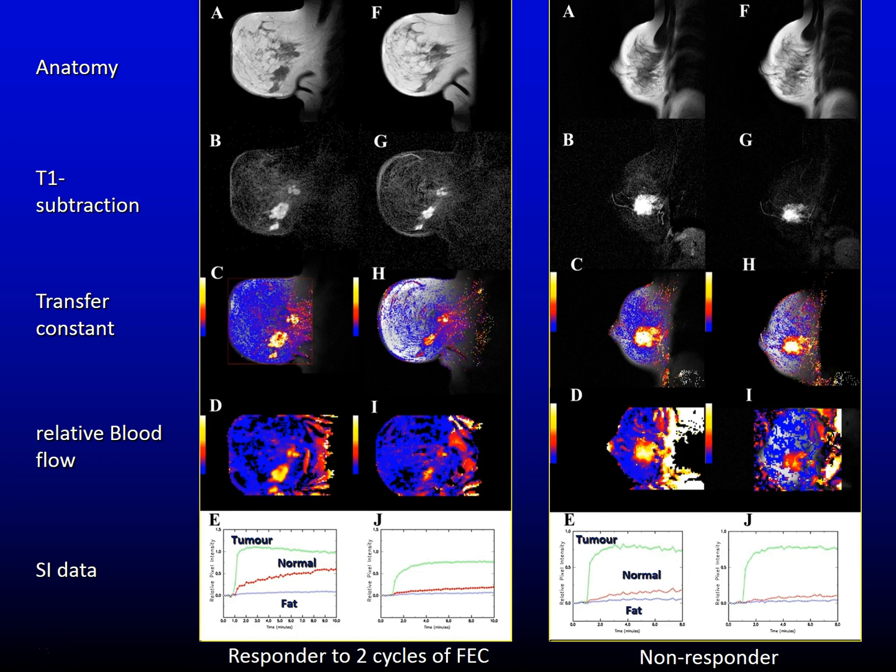I was interested in knowing how well dynamic MRI was at predicting pathological outcomes in patients with locally advanced breast cancer after 2 cycles of chemotherapy. Here are 2 examples of a patient who is responding and not responding. So in this example, you can see that these lesions get smaller on morphology, they reduce in the transfer constant, and the relative blood flow also reduces, whereas in this example, this patient was not responding. You see no change in morphology and no change in transfer constant.